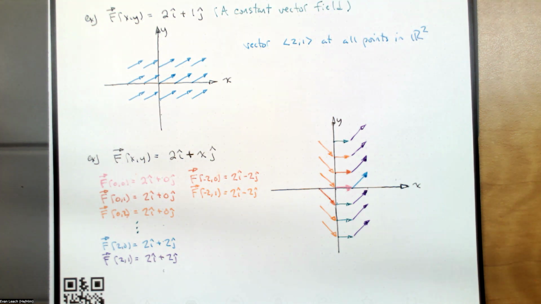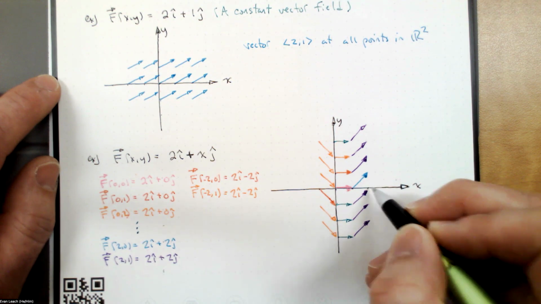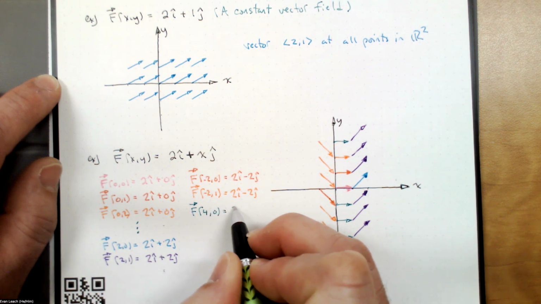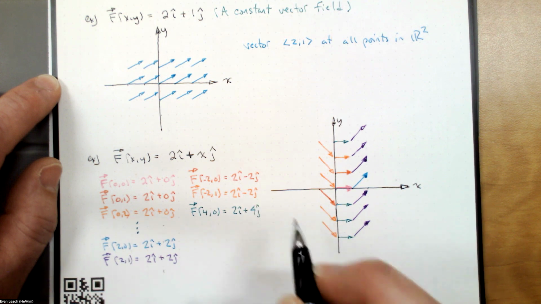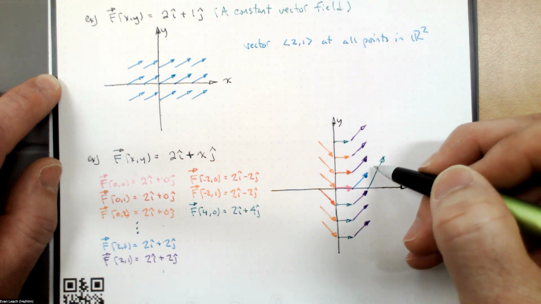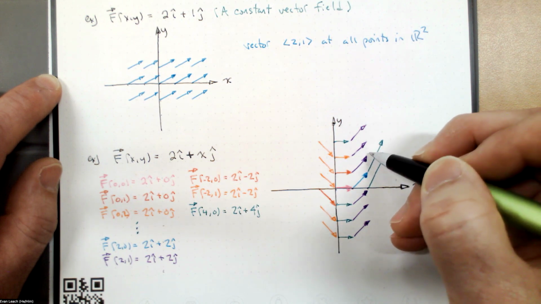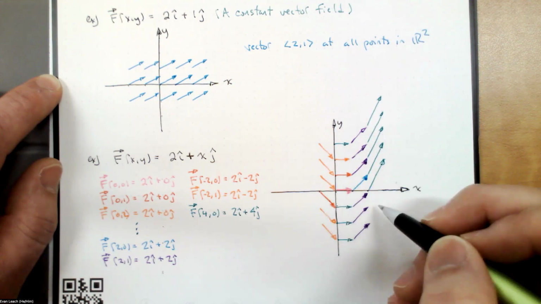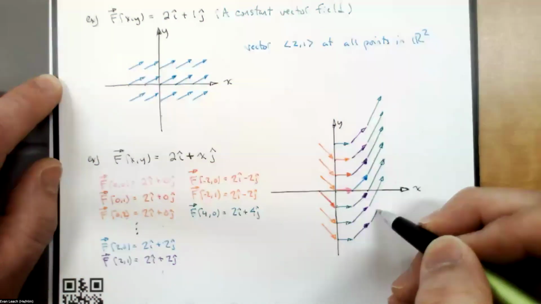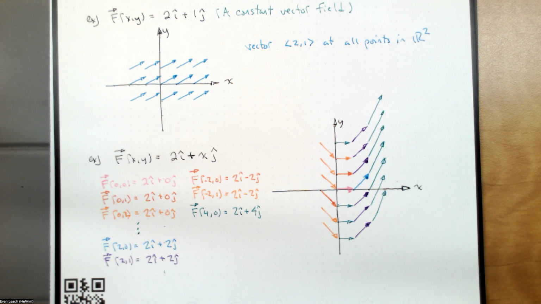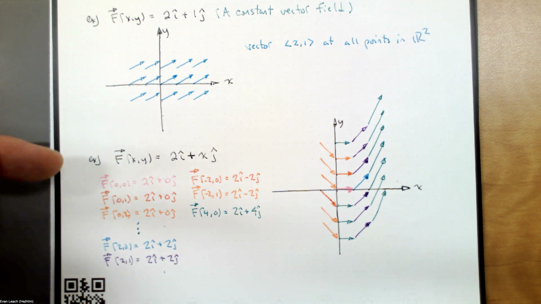If I go further out, so for example, at f of 4, we'll have 2i plus 4j, so it'll be steeper. And we know that we don't have to worry about different y values because this vector field clearly does not care about y, otherwise it would have some y somewhere around here.